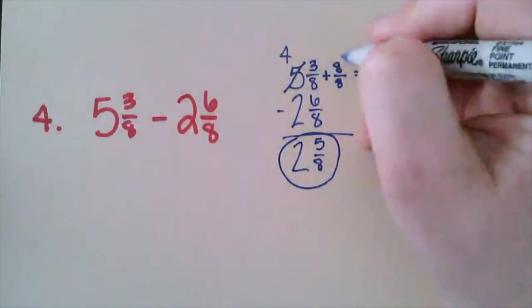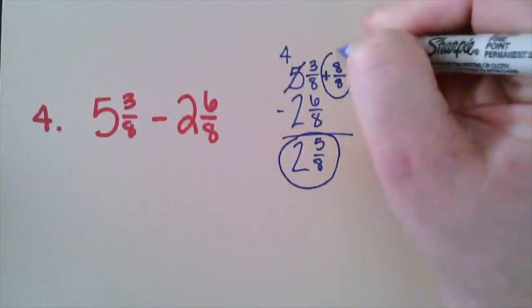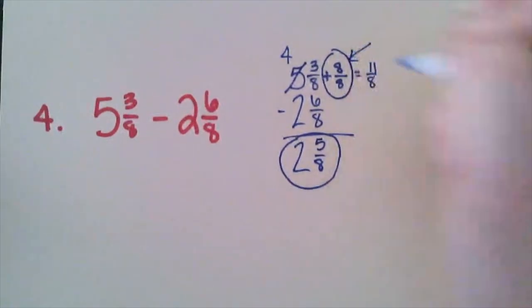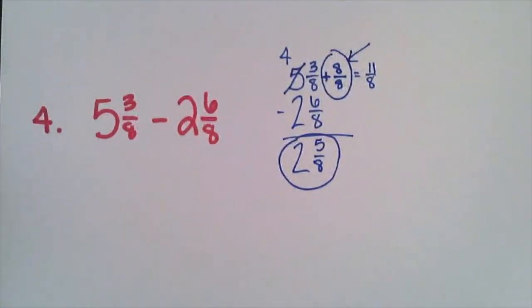Very careful. Be very, very careful right here. This is where I see the majority of our mistakes made. Remember, we need to add 1 whole, and we have to do that in like denominators.